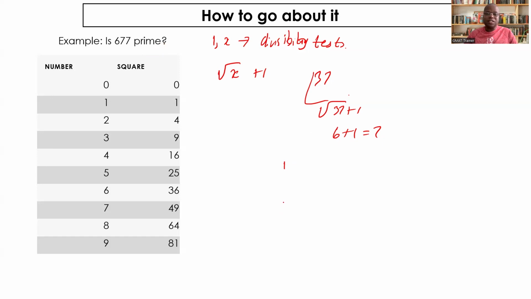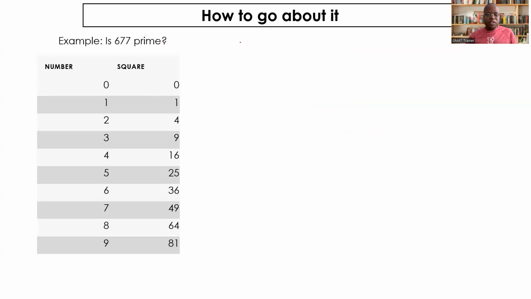So the next thing is probably trying to find the square root of a number quickly, because time is of essence in the GMAT exam. You don't have all the time. The time you have is really precious. I need to use it in the shortest time possible. So let's try and find the square root of 677, rather, right? So how would you go about this?